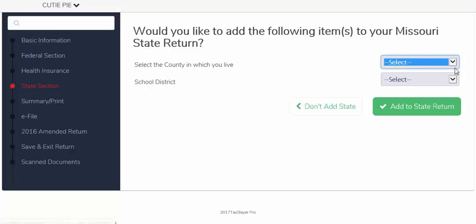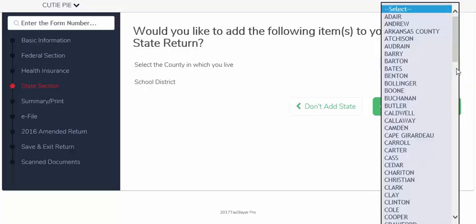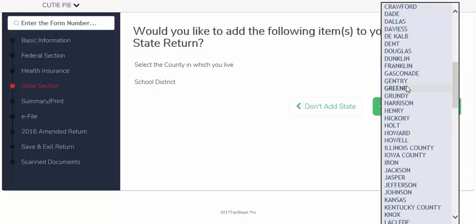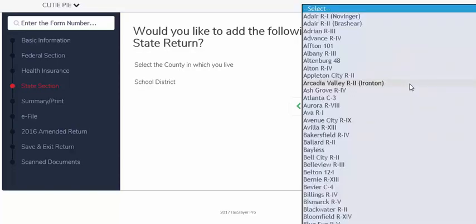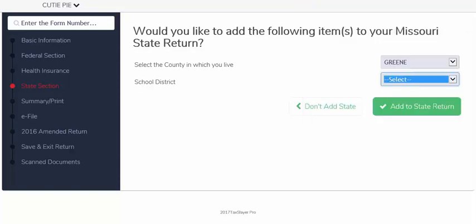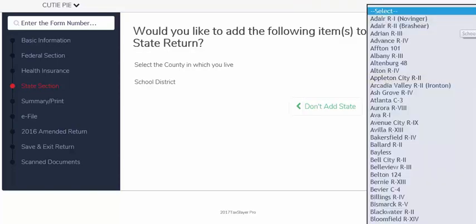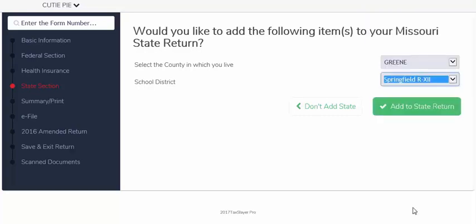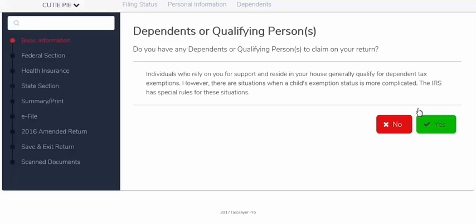And then you're going to choose the county in which the person lives. Our taxpayer lives in Greene County and lives in the Springfield School District. There we go. And then we're going to add that to the state return. And it wants to know if we have any dependents or qualifying persons. No, we do not.